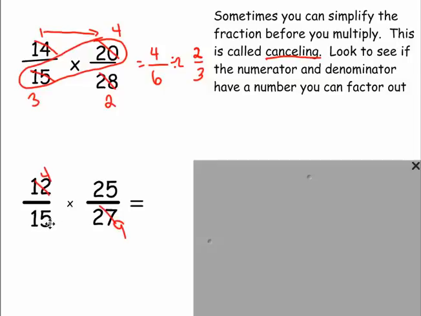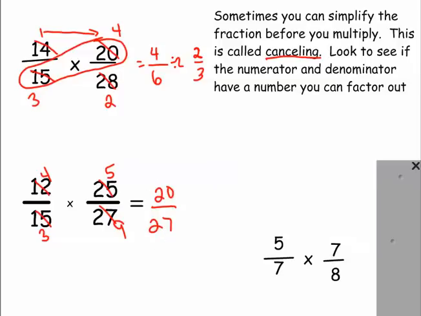Okay, I've got 15 and 25. 5. 5, so I'm going to divide by 5. So now I'm going to multiply straight across. 4 times 5 is 20, and 3 times 9 is 27. Okay, so that is the answer simplified.